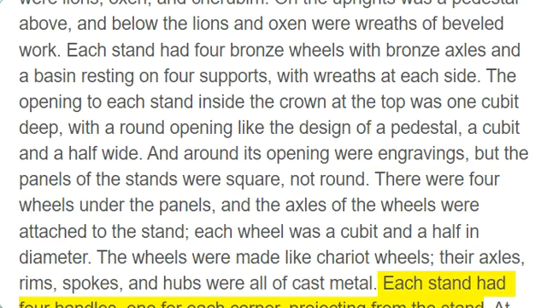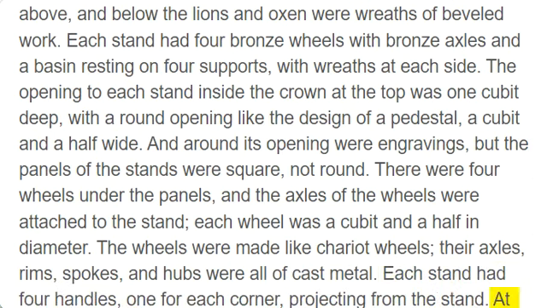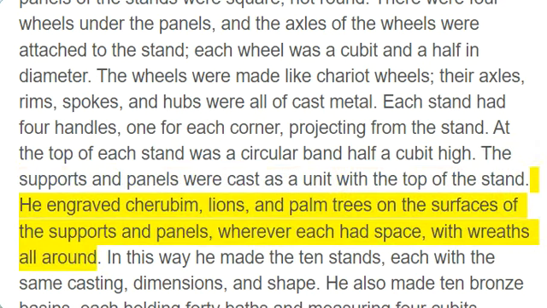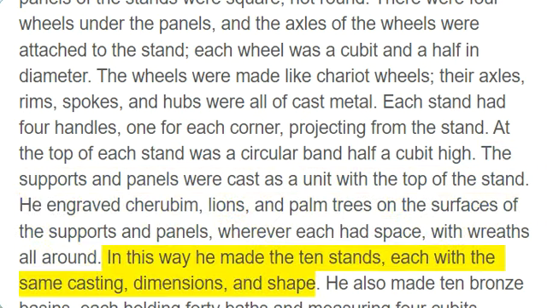Each stand had 4 handles, 1 for each corner, projecting from the stand. At the top of each stand was a circular band half a cubit high. The supports and panels were cast as a unit with the top of the stand. He engraved cherubim, lions, and palm trees on the surfaces of the supports and panels, wherever each had space, with wreaths all around. In this way he made the 10 stands, each with the same casting, dimensions, and shape.